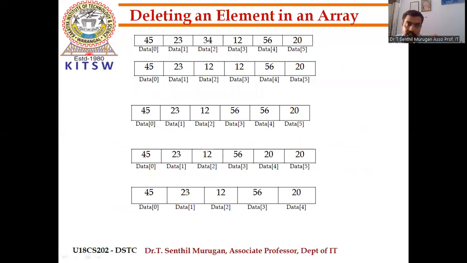Just to see here, initially the data array has 6 elements. The declaration is data of 6 elements. We'll start from data[0] to data[5]. What they want to do is remove one element from the array. So which element are we going to delete?